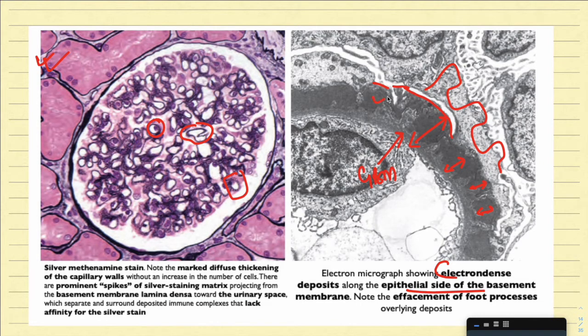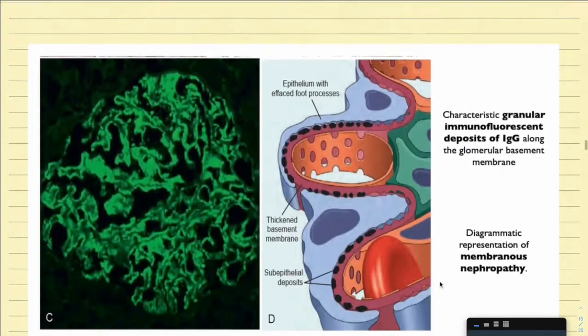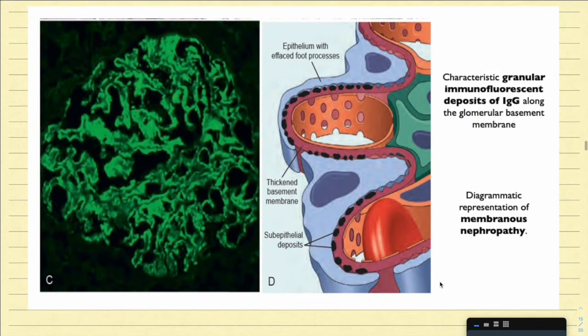Over here, this is the place where the deposit is there, and there is an effacement of the foot processes overlying the deposits. So this is the basic immunofluorescence study. As we can appreciate, we have the granular pattern of deposit. And very importantly, you can see the granular immunofluorescent deposits of immunoglobulin along the glomerular basement membrane.